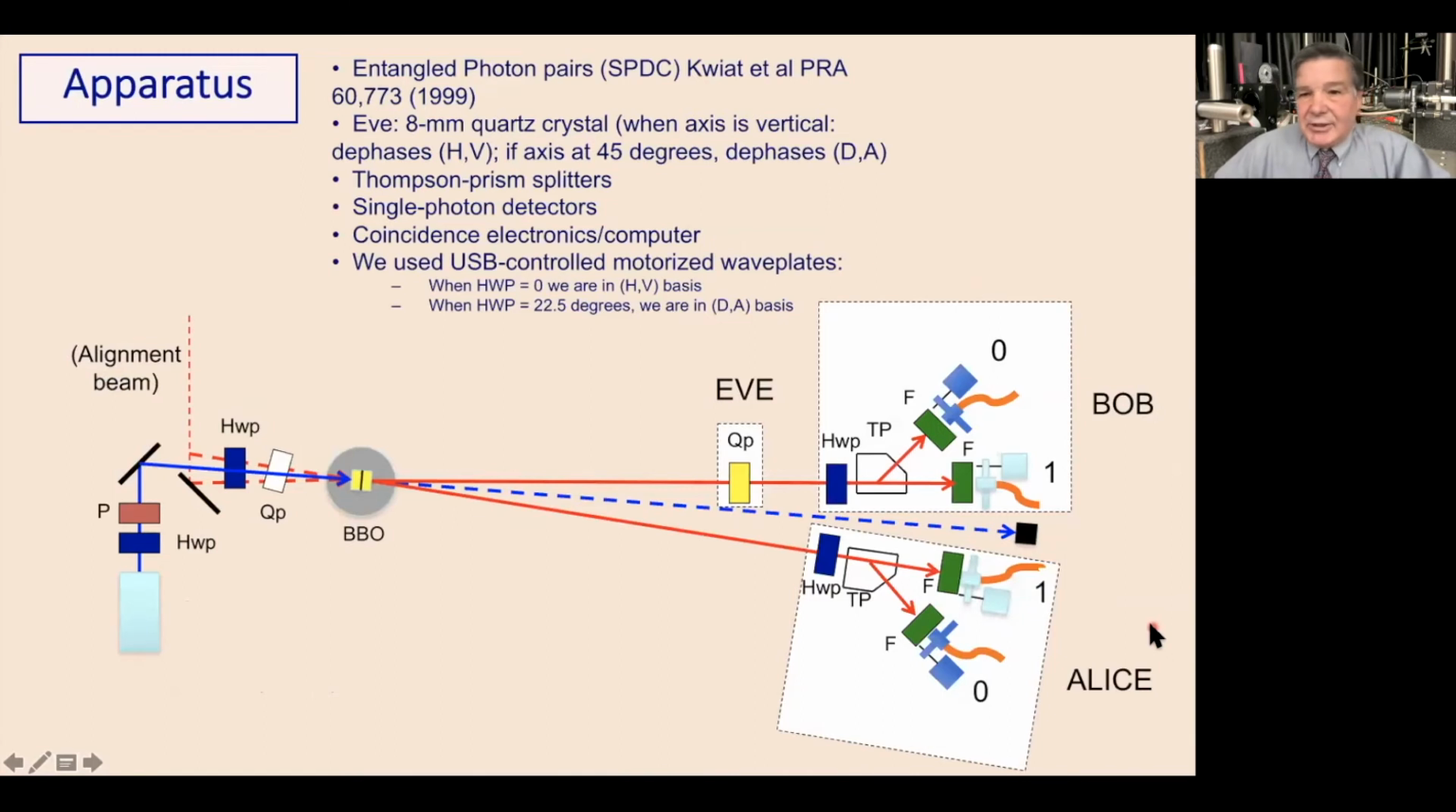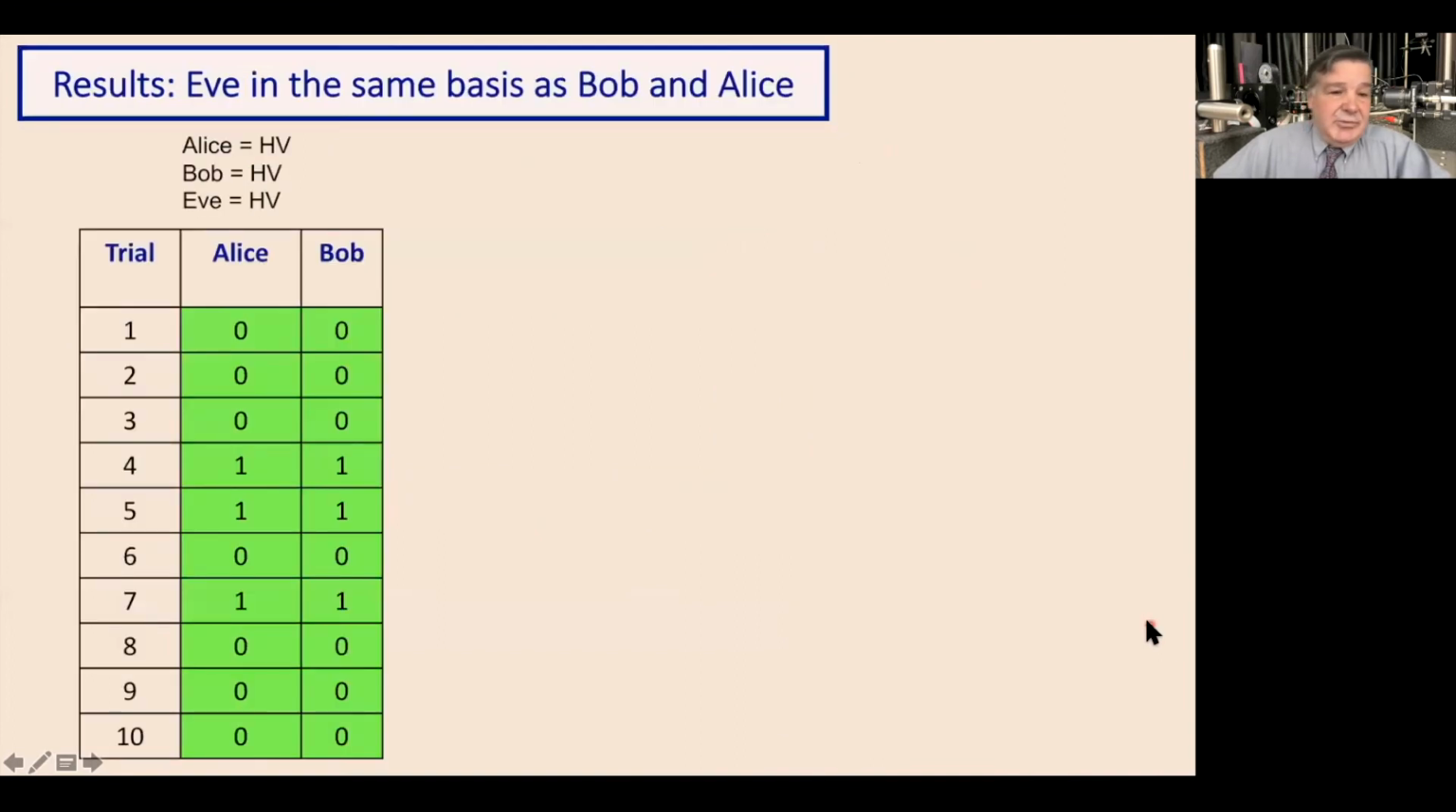Okay, I don't want to take too long, but we're really close to the end. And then that's the apparatus. And then this is Eve, just some thick piece of quartz. And the rest is the same as all the other experiments. And then we make measurements. If Alice, Bob, and Eve, this is a sample, right?